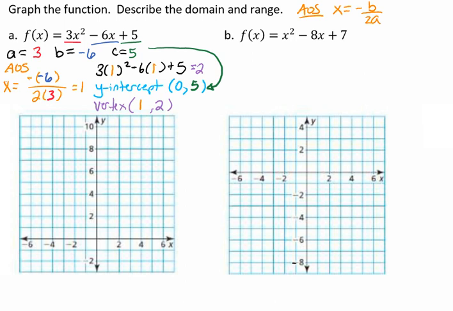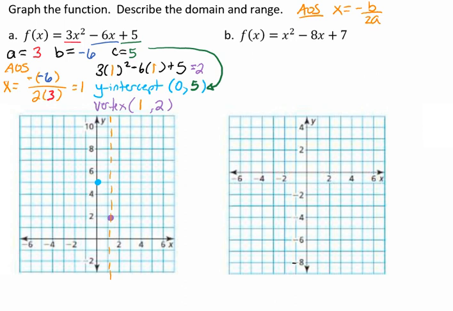We'll begin by plotting our axis of symmetry at x equals 1. So this is what our graph is symmetrical over, what it reflects across. Then we'll plot our vertex at 1, 2. Then we'll plot our y-intercept at 0, 5.